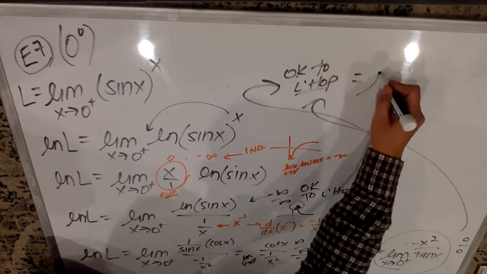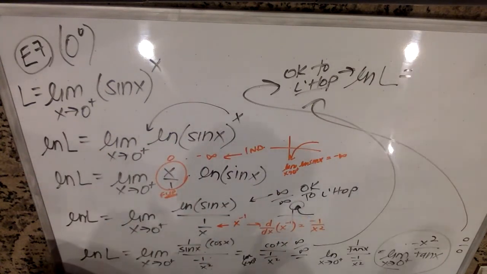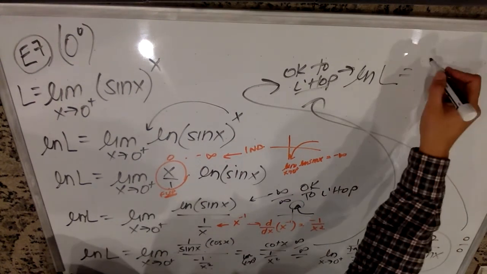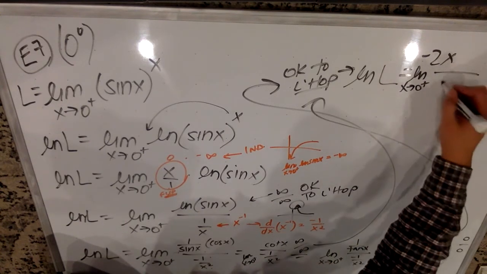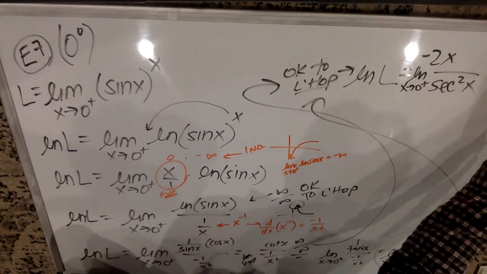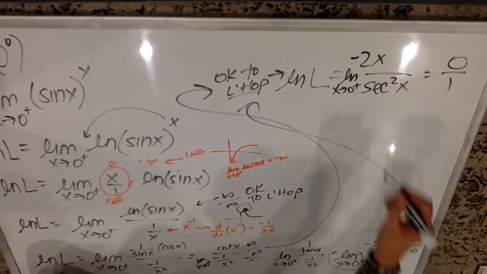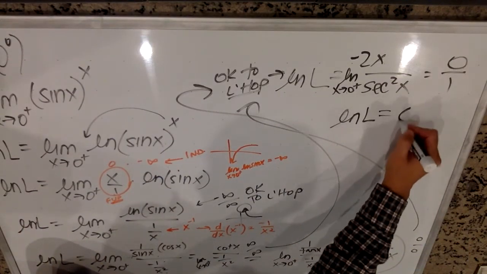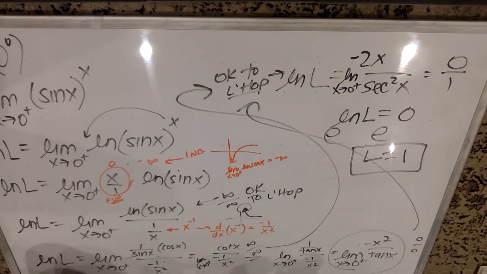So my natural log of L, because you don't want to forget that at the end you're going to have to exponentiate, is equal to the derivative of the negative x squared, which is negative 2x, limit as x approaches 0 from the positive, divided by the derivative of tangent, which is secant squared. When I plug in, I get 0 over 1, because secant of 0 is 1. That means the final answer is that the natural log of L is 0. When I exponentiate, L is 1. And that's my answer.